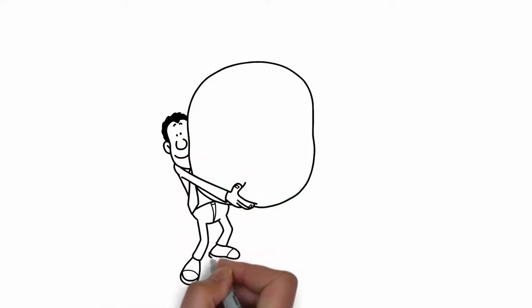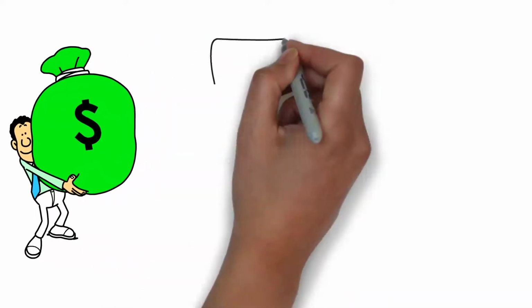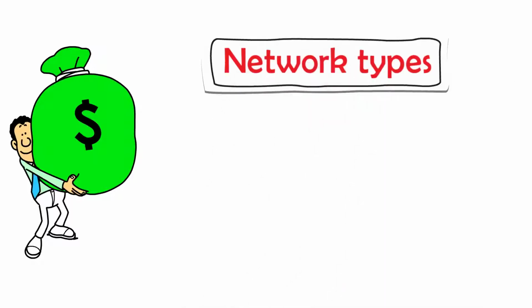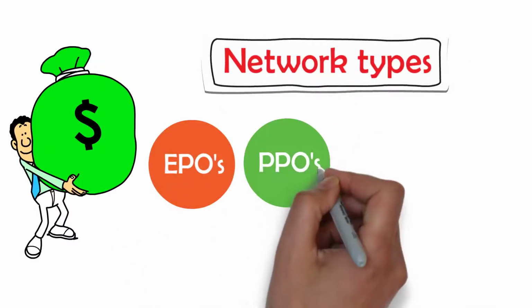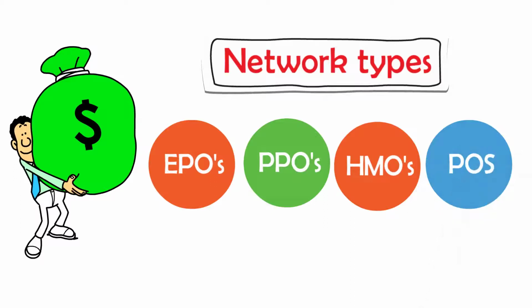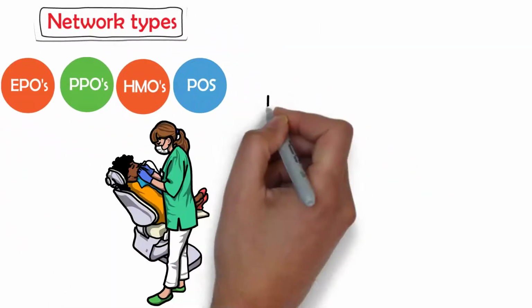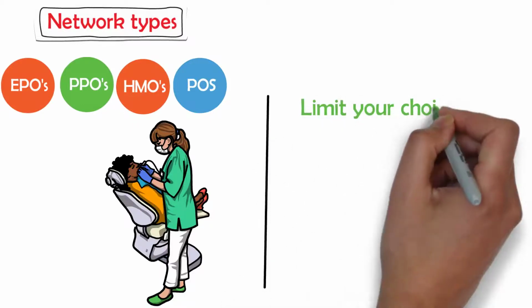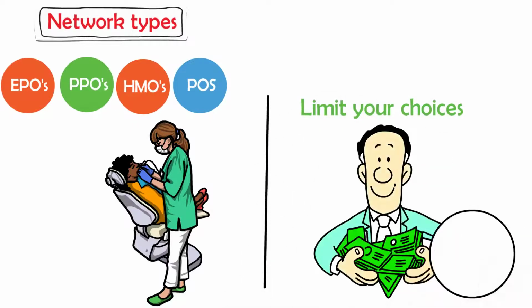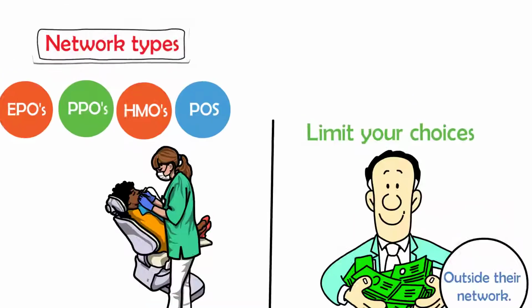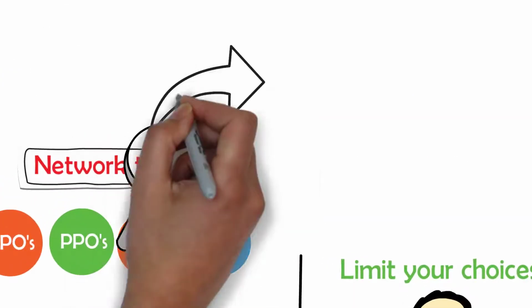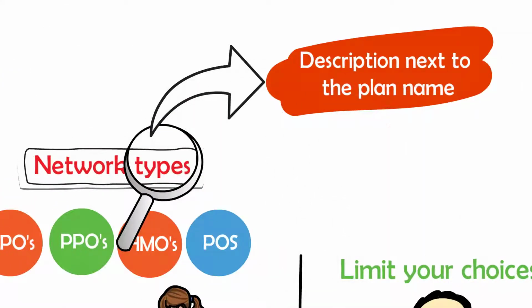Today, we're going to talk about money. I'd like to explain the network types most commonly known as EPOs, PPOs, HMOs, and POS plans. Some plan types allow you to use almost any doctor or healthcare facility. Others limit your choices or charge you more if you use providers outside their network. You can easily identify the type of plan by looking at the description next to the plan name.